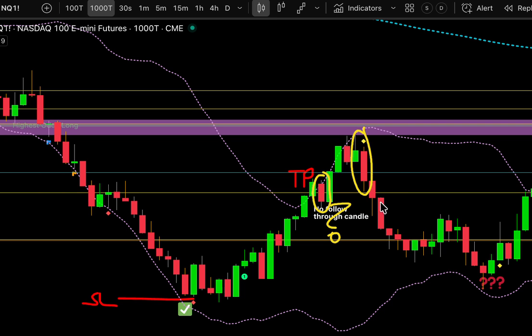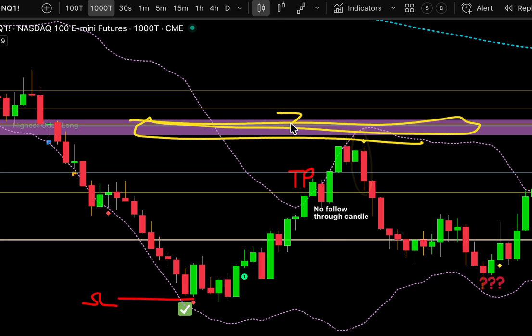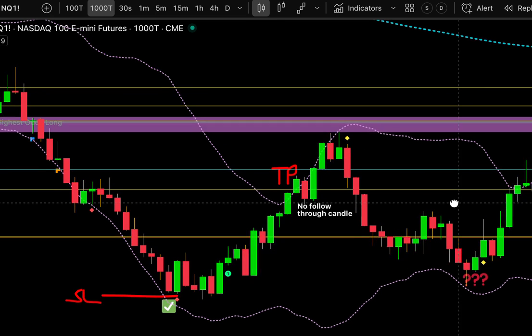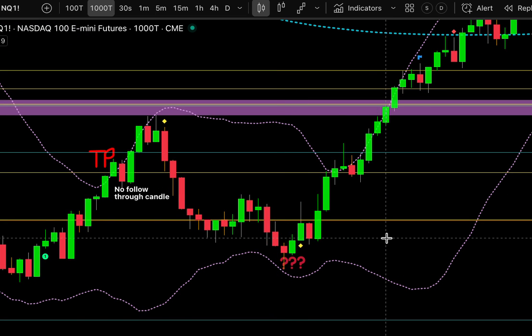Is this an engulfing candle for Bollinger Band? Kind of, sort of, maybe, probably not. But you do have a zone right here. And this zone, we are bouncing off of it to the pixel. I literally zoomed in. It was to the pixel where we bounced off this zone. So when you get a bounce that's to the pixel, there's nothing to trade here.